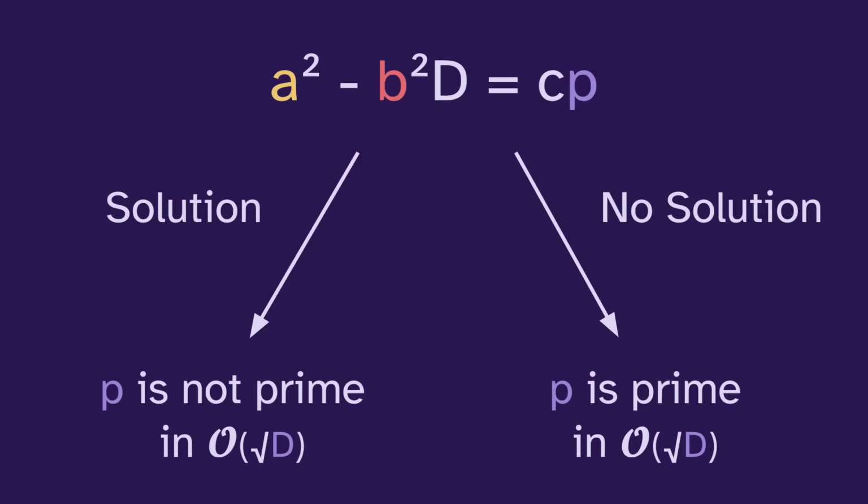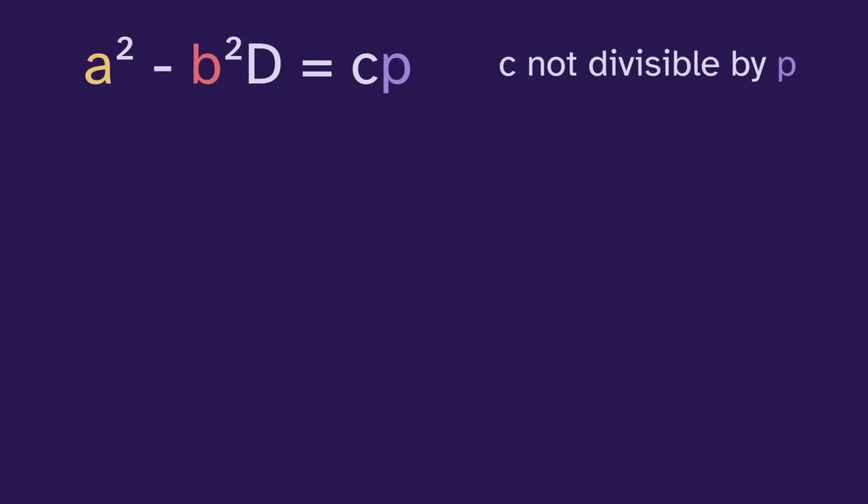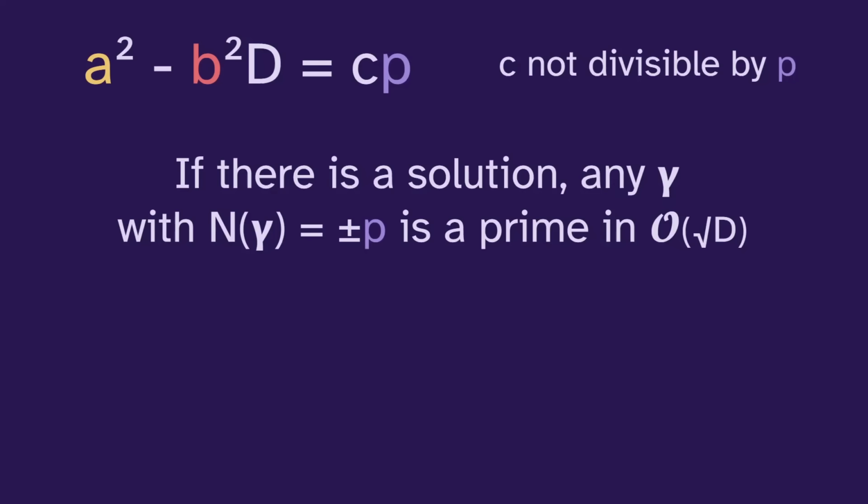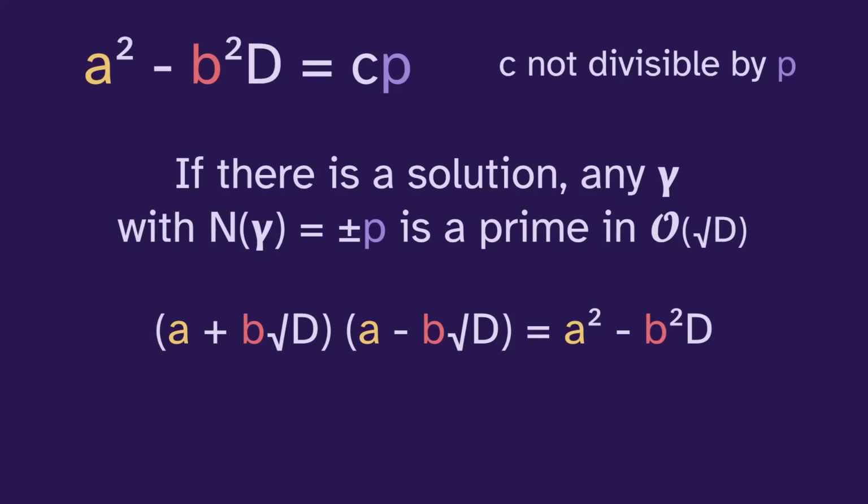Let's take a closer look at this. We'll first want to clarify that C is not divisible by P. So we're looking for the left and the right side to be divisible by P, but not by P squared. If there is a solution above, any gamma with a norm of P is a prime in O root D. That's because if there is a solution, then these two values on the left equal the norm, and using our solution, that equals CP. So P divides the left side.